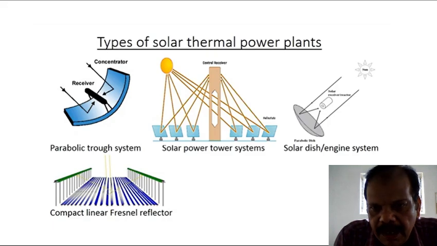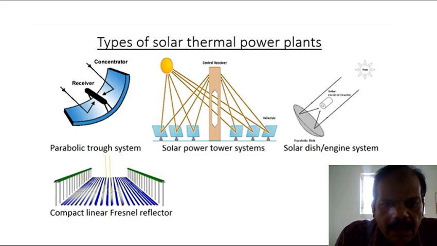In other types, the solar dish engine system, the solar dish will concentrate the power onto a heat engine, which will generate mechanical power. Like a Stirling engine, which uses the heat to generate mechanical power. So a Stirling engine can also be used at the concentrating point.